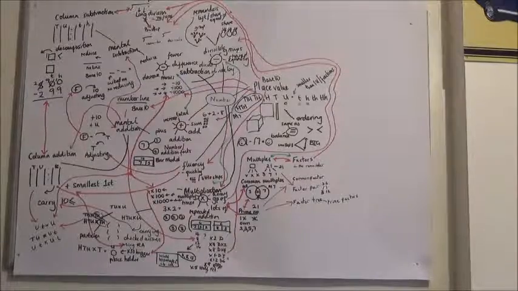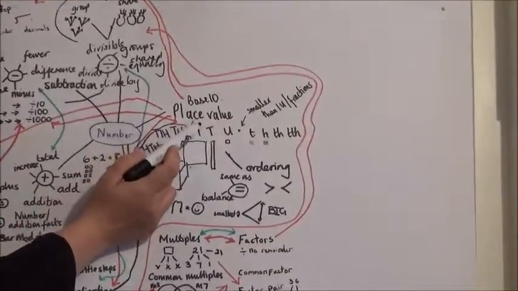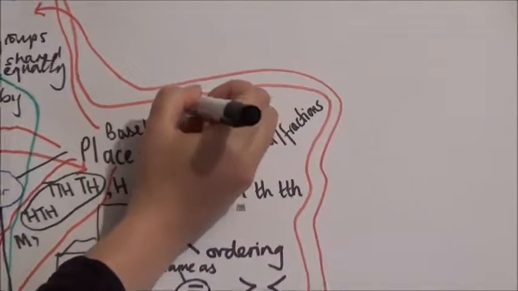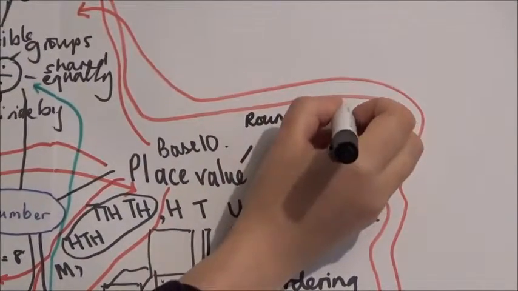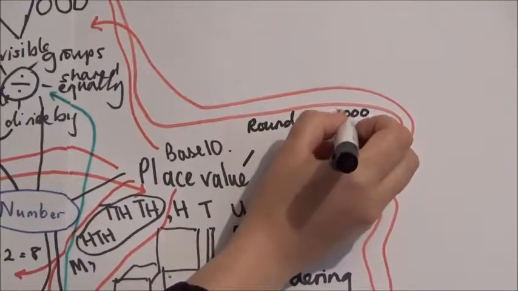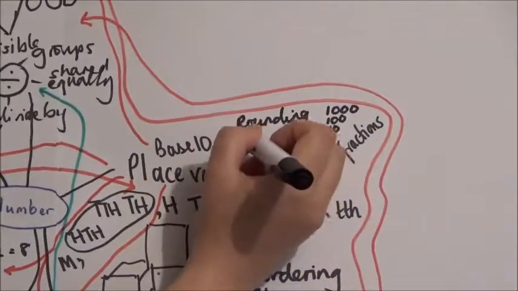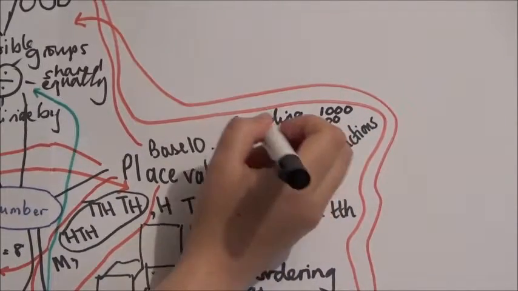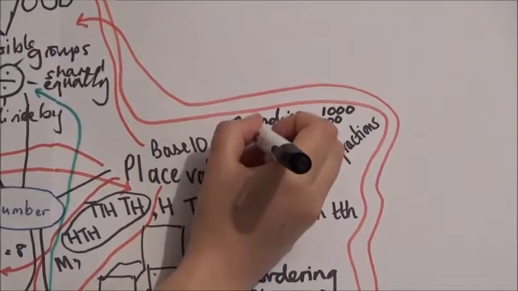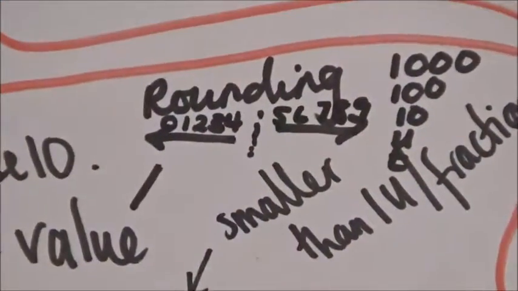So let's put our new learning onto our number mind map. We're going to go up to here to place value. And I'm going to stretch and write rounding here. We round it to the nearest 1,000, 100, 10, units and tenths. We knew that we needed to use a number line to help us out. But actually the rule could say if we've got 1, 2, 3 and 4, we're going to round down. 5, 6, 7, 8 and 9, we're going to round up.